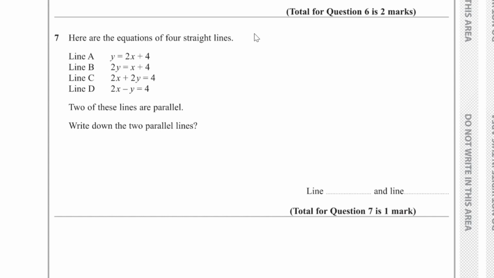Well, first of all, if we rewrite everything in the form y equals mx plus c, this will help us find out the gradient, and of course m is the gradient. So if we take a look at line A, well, that's already in the form y equals mx plus c. So here the gradient is equal to 2. If we rearrange line B, we can divide by 2, so we have y equals 1/2 x plus 2. Here the gradient is 1/2.